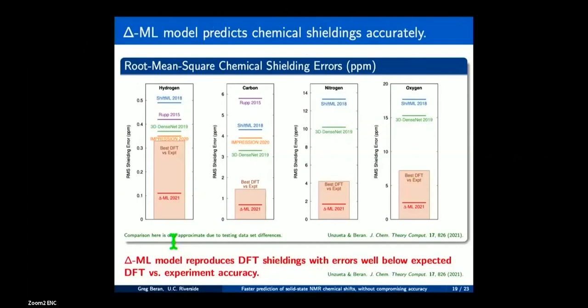If we then look at all the different nuclei and compare the error statistics, what you'll see is that the errors from this delta ML model with respect to the target DFT shieldings are considerably smaller than the errors we would expect from DFT itself. So our red lines here are much smaller than the height of those brown lines. Ideally, this means we're going to be able to predict those DFT shieldings with this delta ML approach without introducing any significant new error in our final predicted chemical shifts versus experiment.